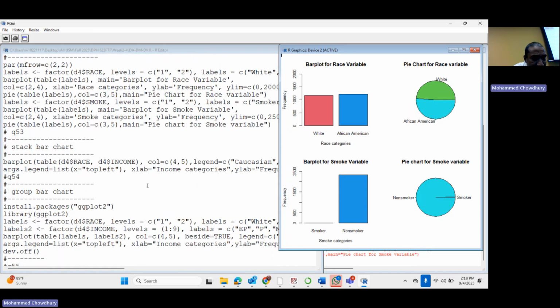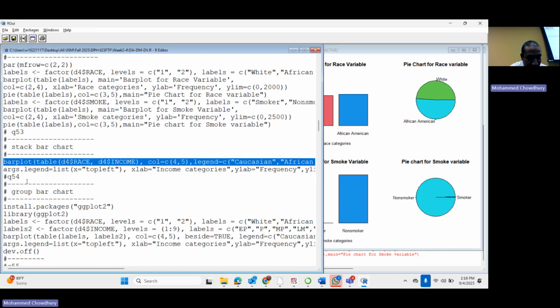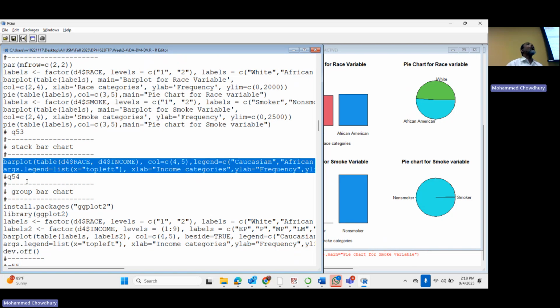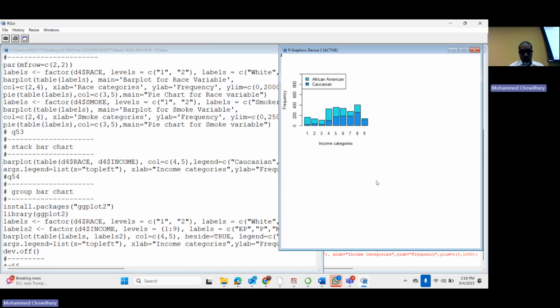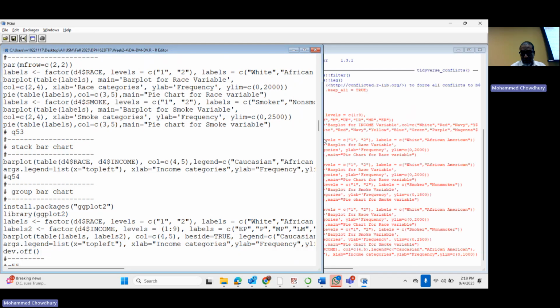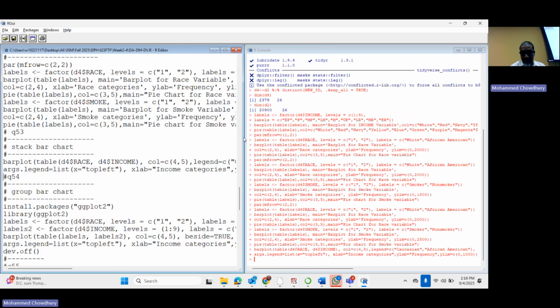2 by 2 graph. Now stack bar chart. Stack bar chart means if you want to compare two qualitative variables. Let me get rid of these things. Let me minimize these things in here.